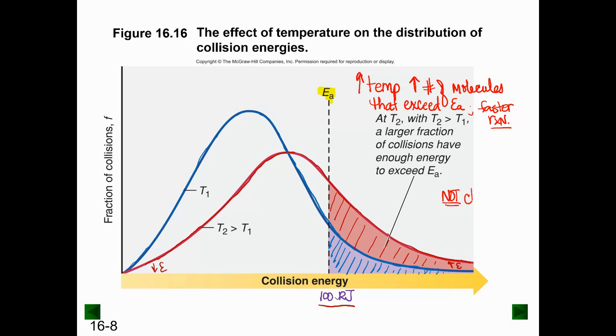You're not changing E of A. You're just changing the number of molecules that exceed that. So here, this is our activation energy. That did not change when the temperature went up or down. What's changing is how many molecules are at that energy. At a higher temp, more of them are, so the reaction can go faster.